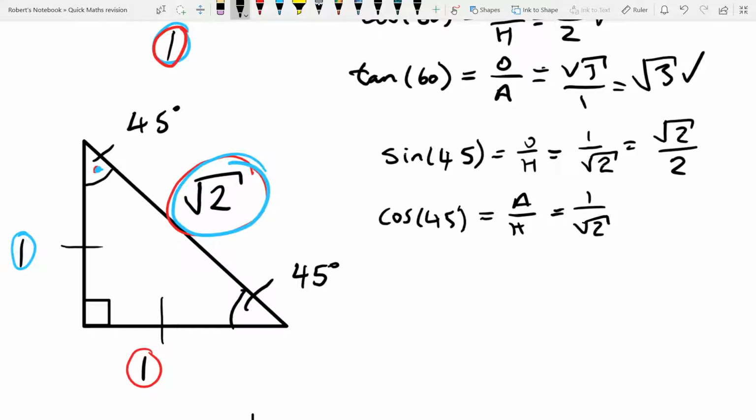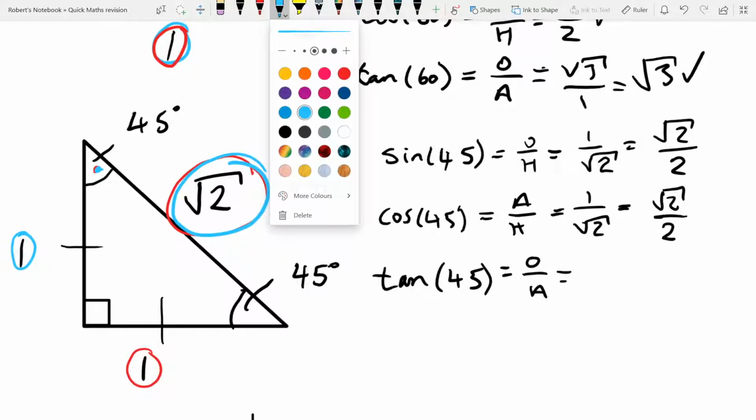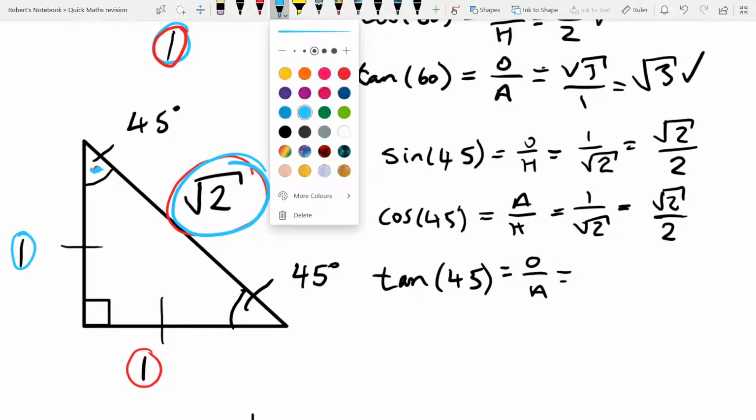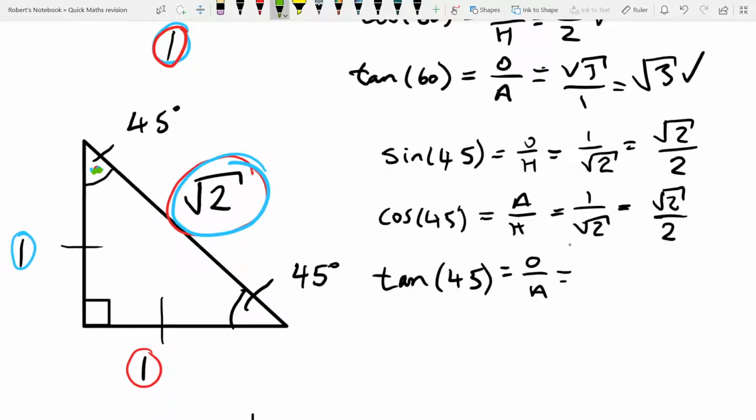So we're going to get the same answer as for sine 45, which is square root of 2 over 2, once we've rationalised the denominator. So tan of 45, SOH CAH TOA, we've got opposite over adjacent, and change the colour. So we're in this corner here, and the opposite is the 1, the adjacent is the 1, so we've got 1 over 1, which is 1.